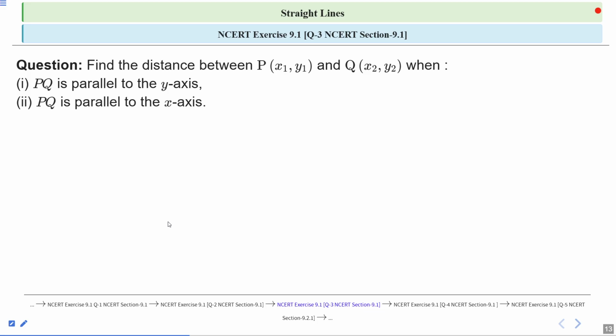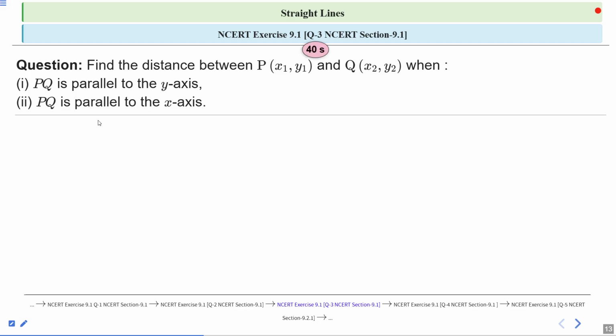In the next question, we have to find the distance between the points P (x1, y1) and Q (x2, y2) when PQ is parallel to the y-axis, and next when PQ is parallel to the x-axis. So we have to find the distance between these two points, P and Q. The first condition given is that PQ is parallel to the y-axis, and the second condition is that PQ is parallel to the x-axis.